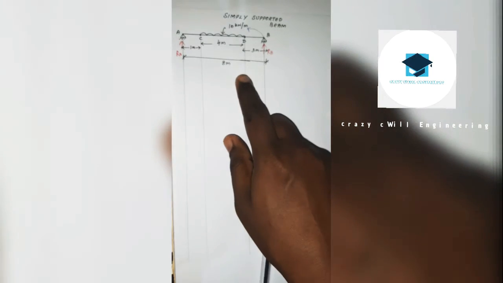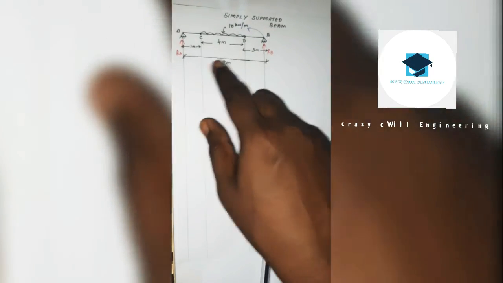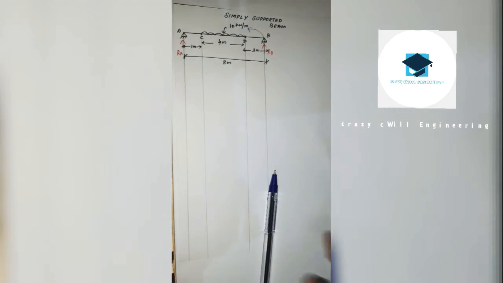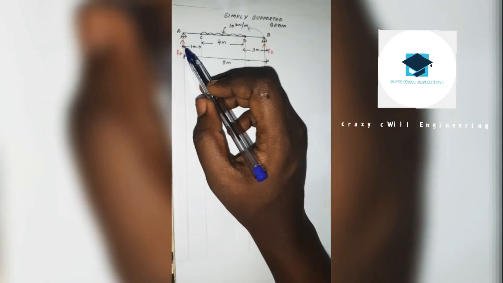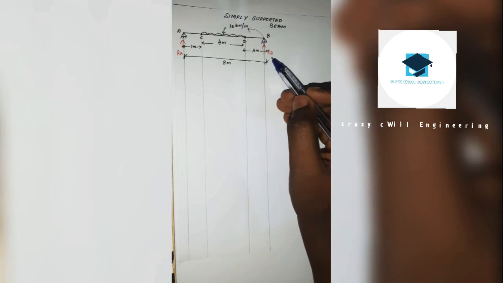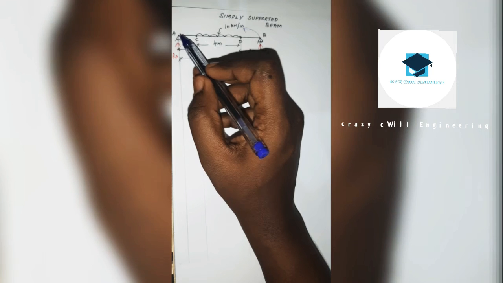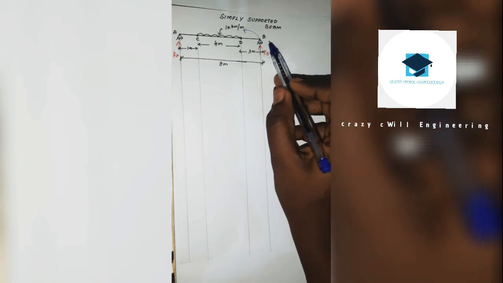The total span of the UDL is 4 meter and the span of the beam is 8 meter. Due to this simple support, some reactions are created. RA is created due to support A, and RB is created due to support B.